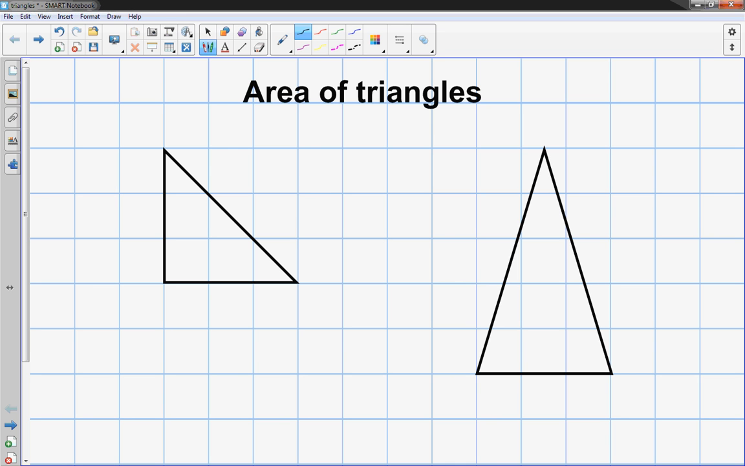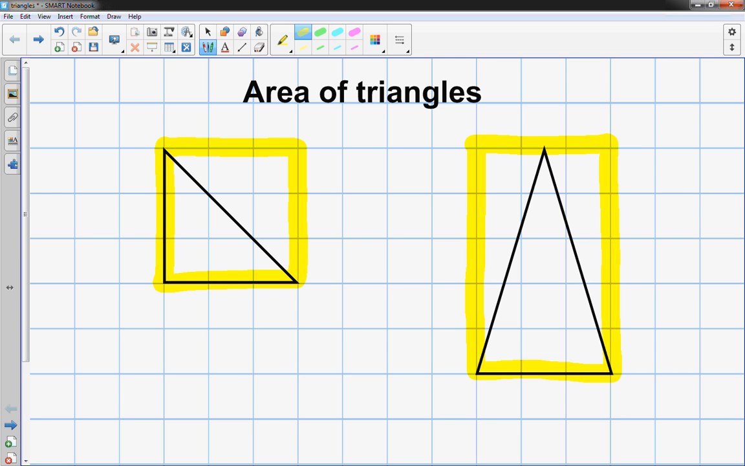And what we've been learning about in class is that a triangle is really half of the area of a rectangle. So what I've been trying to teach the students in class is to imagine a rectangle, kind of like what I just highlighted, and that the triangle is inside of that rectangle. And it's going to help us find the area of the triangle. And we have to understand that the area of the triangle is half of the rectangle that it's inside.